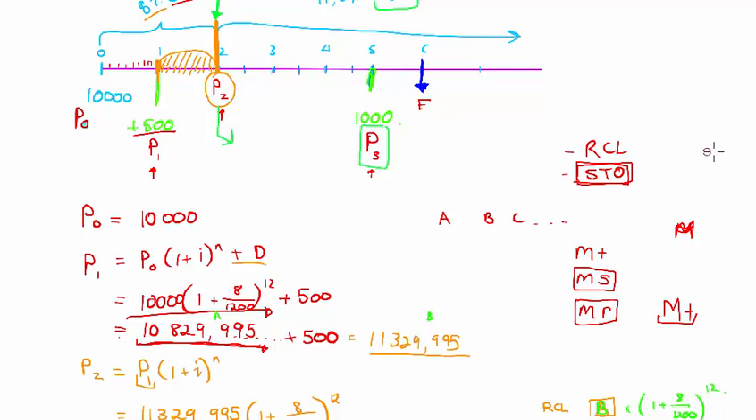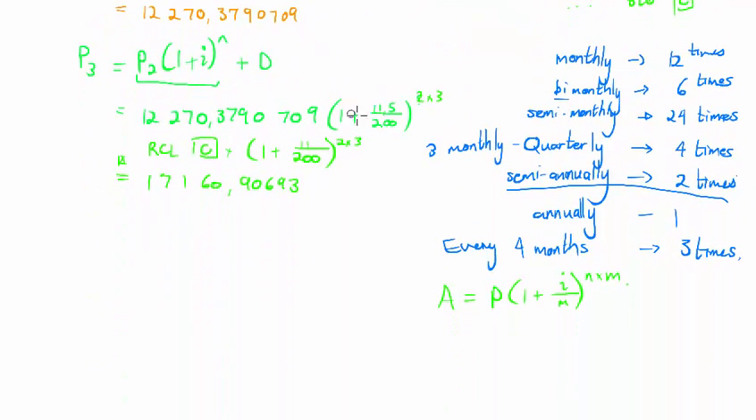Oh, wait, but that's not the end of it. We forgot the plus the 1,000, plus the 1,000, plus the 1,000. We shouldn't forget that. So in the end it's 18,160.90693.